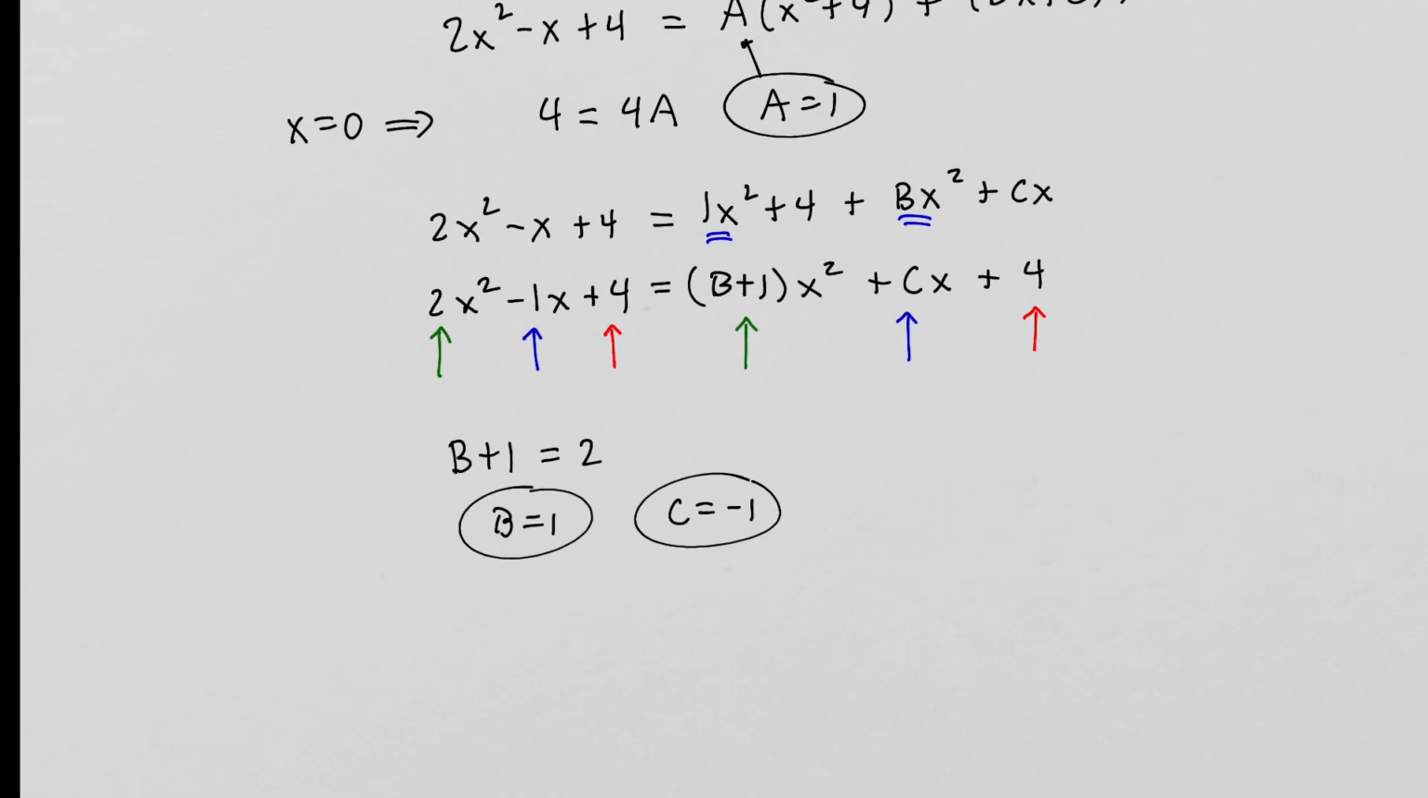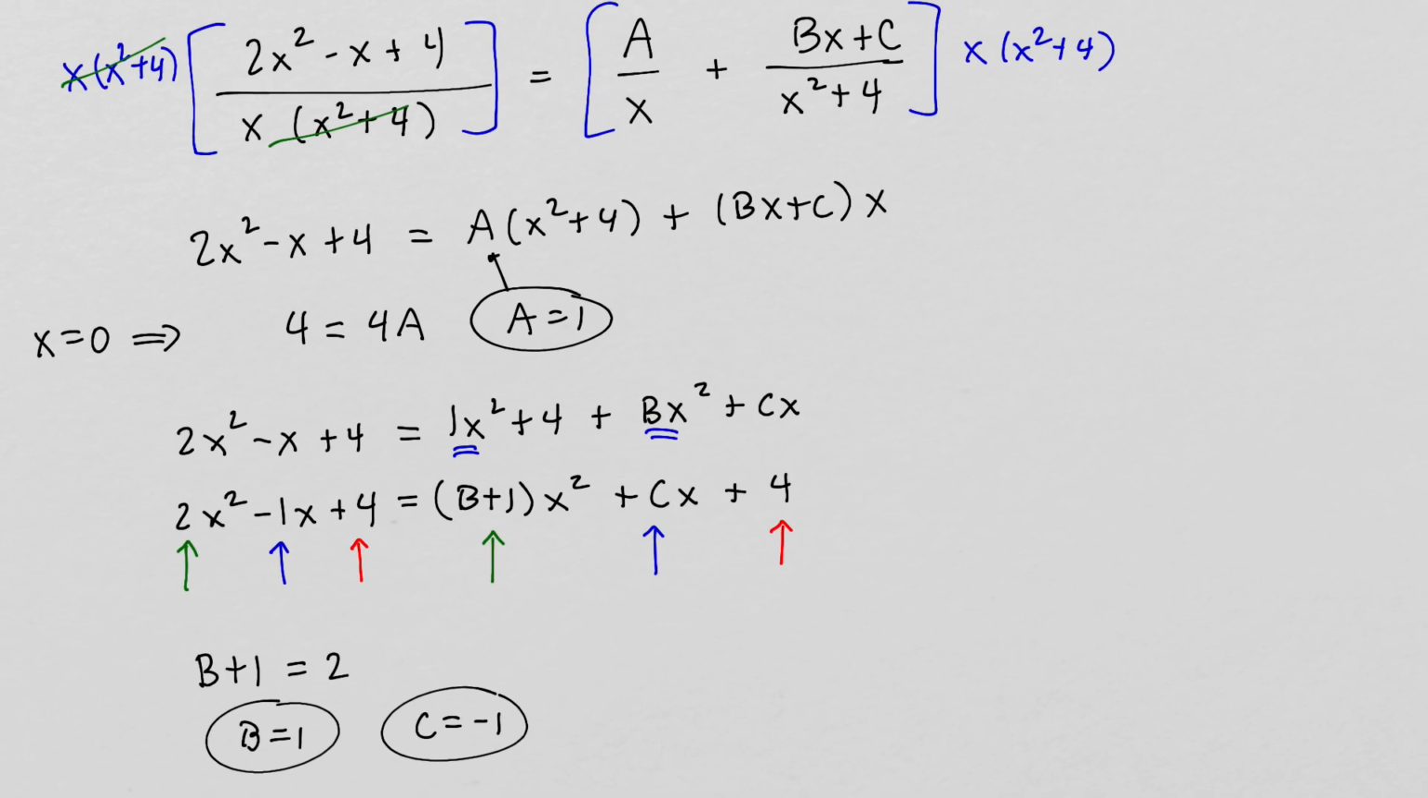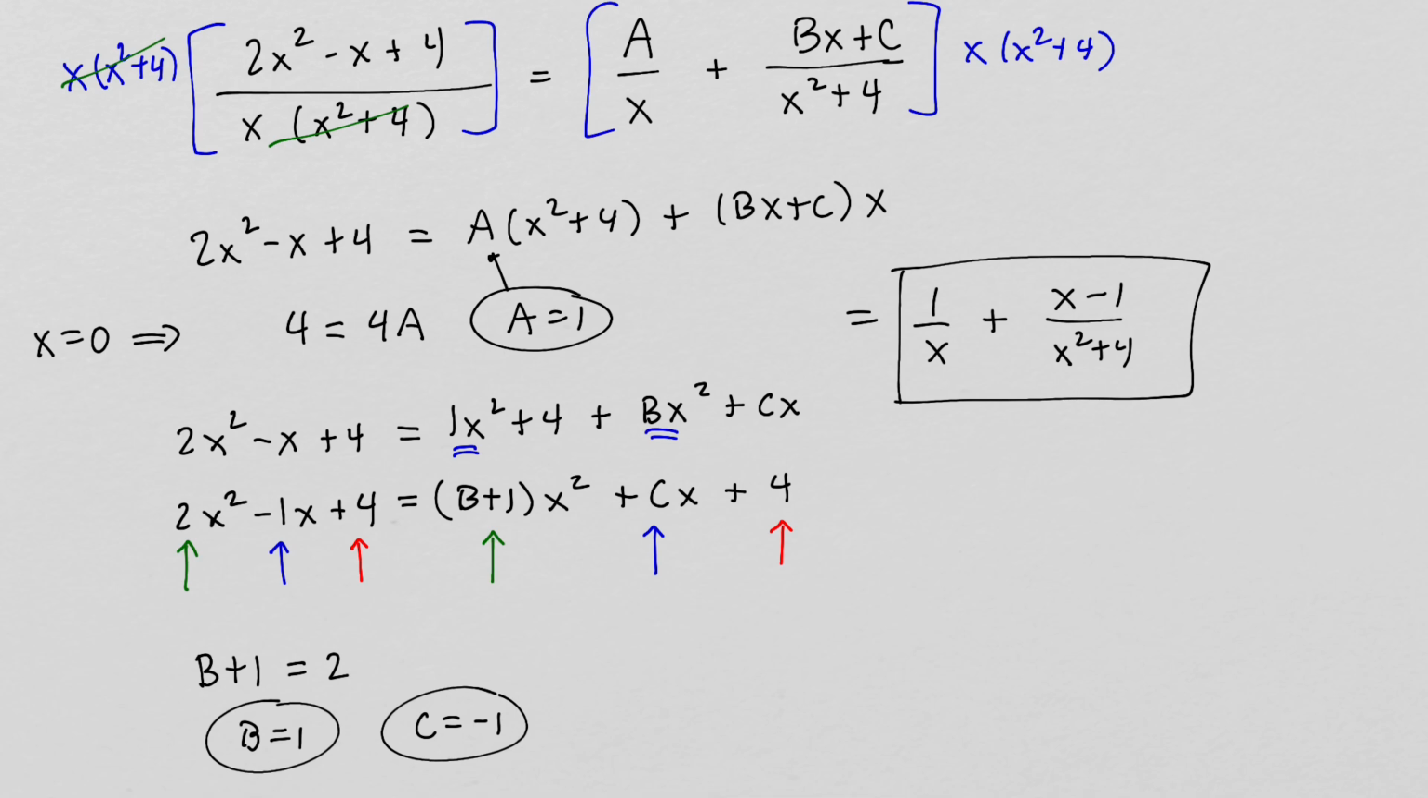And that's it. I now have a, b, and c, and now I can just come back up here and plug those in. So the partial fraction decomposition is going to be 1 over x plus, and then b is 1, c is -1, so we have 1x minus 1, so x minus 1 over x squared plus 4. And this is the partial fraction decomposition.